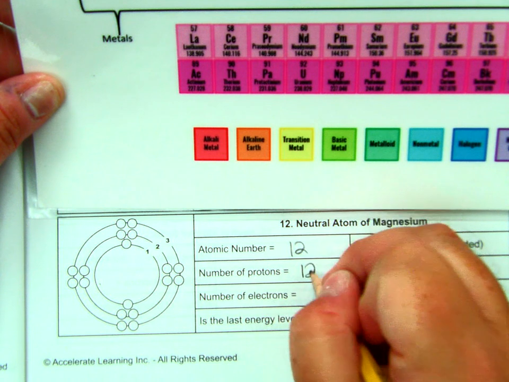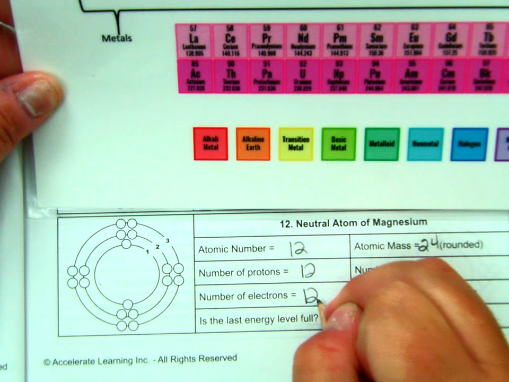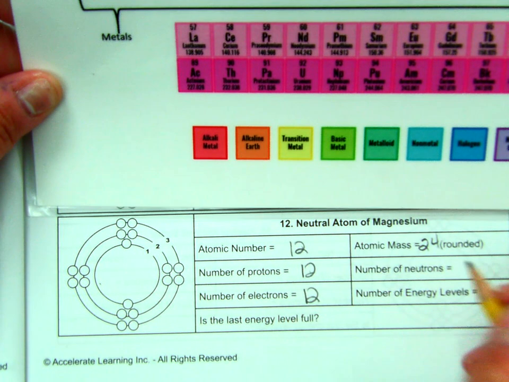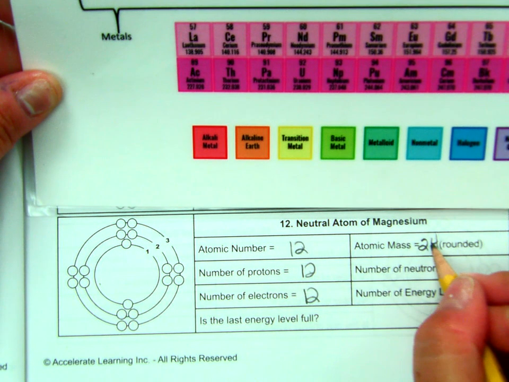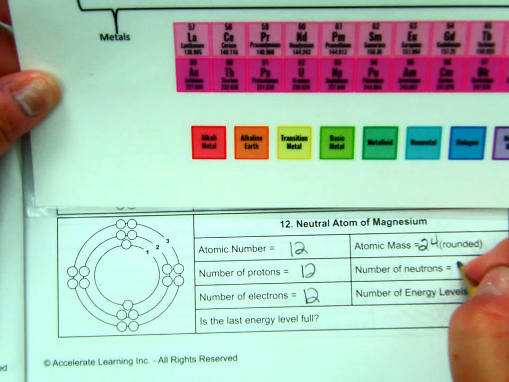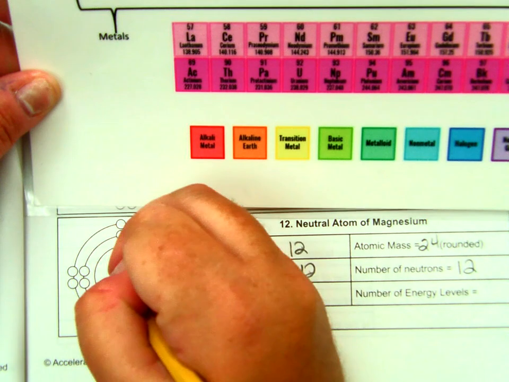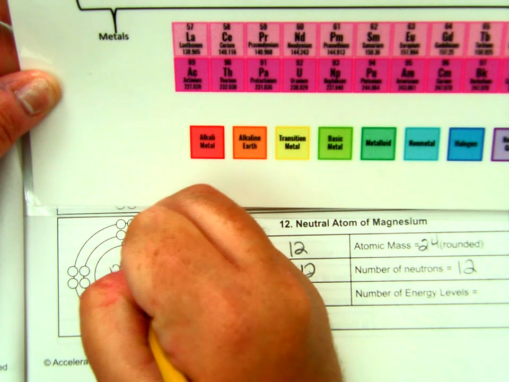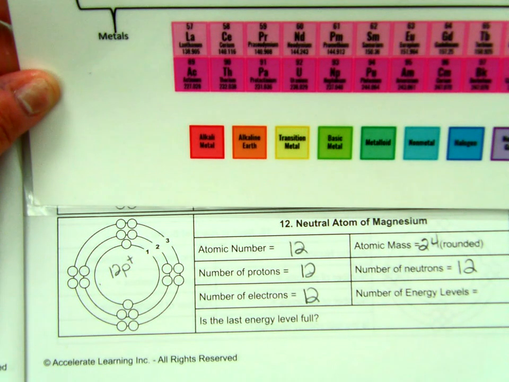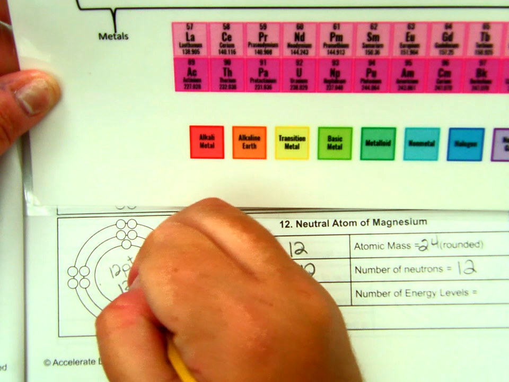12 protons because it matches. 12 electrons because it matches. And then we're going to do our subtraction. 24 minus 12 gives us 12 neutrons. Now we've got to go fill in our picture. Protons in the middle, 12 p+. Neutrons in the middle, 12 n0.